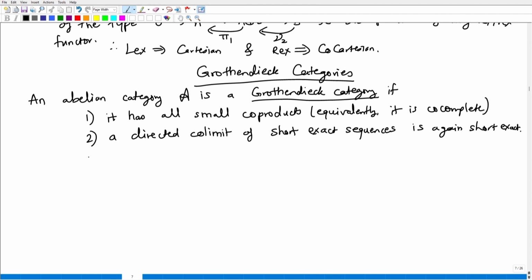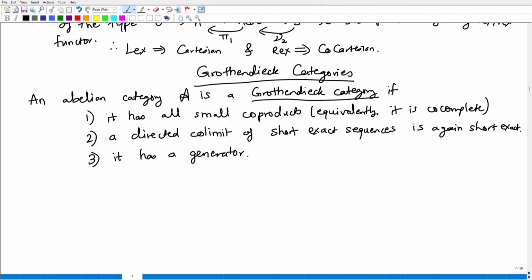Okay, then these two properties do not have duals. And the third one is that it has a generator. Okay, so what is the meaning of generator? Generator means it's a separator, or equivalently it is a detector, a single object which is both separator and detector.